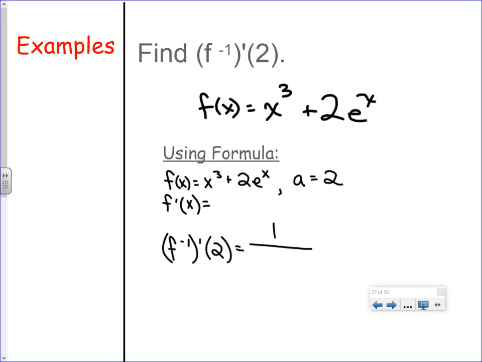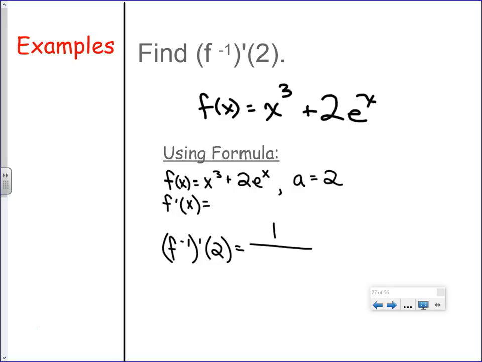Question. Focus on it. You guys have a little bit of time to talk it out. Why did I write f prime of x equals? Why am I doing that? Finding the derivative of f because what does the formula say? Focus. F inverse prime of a is 1 over f prime of b.